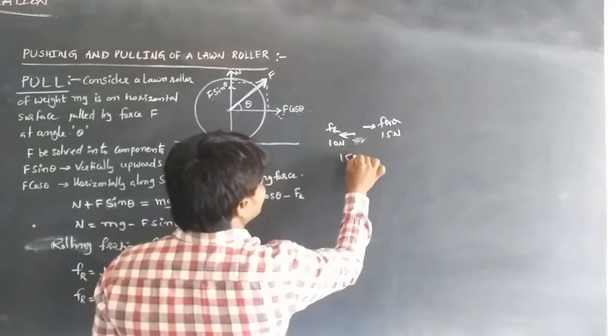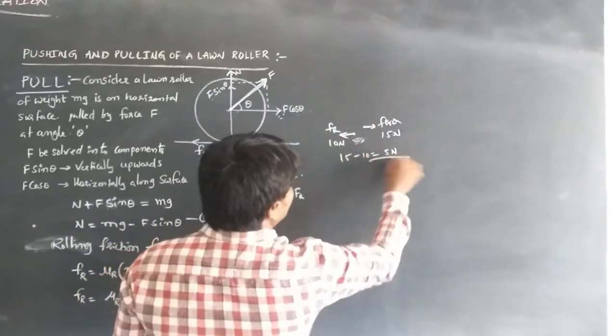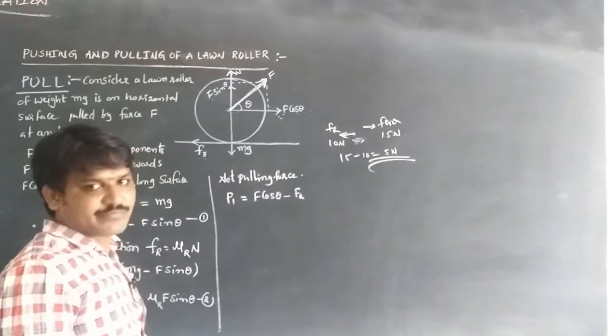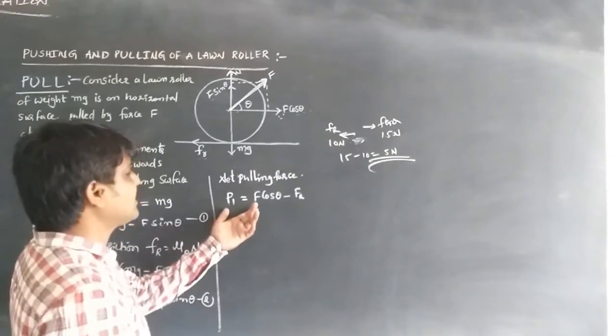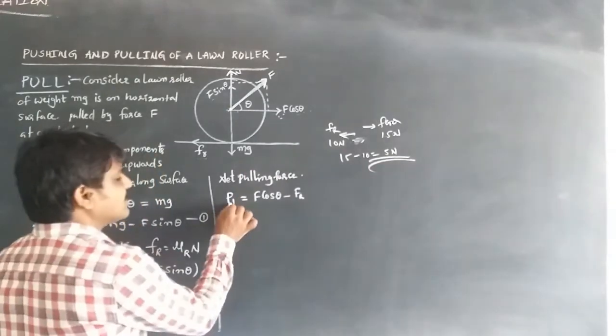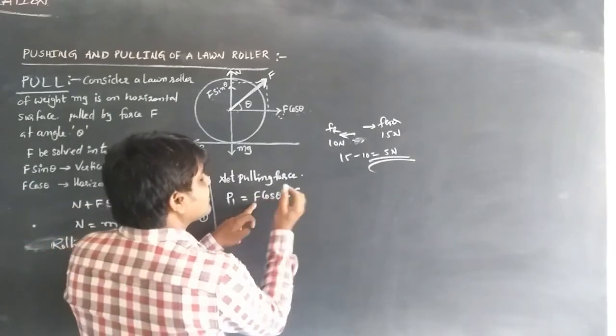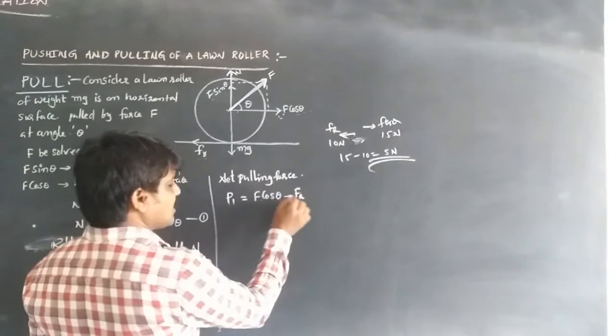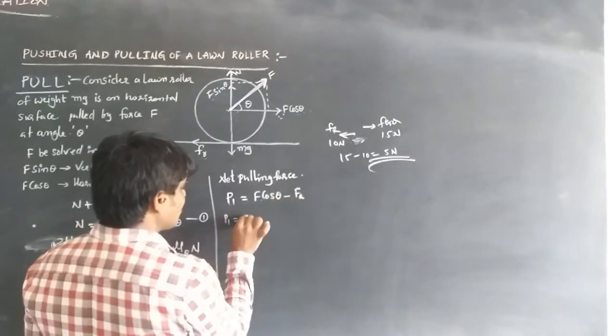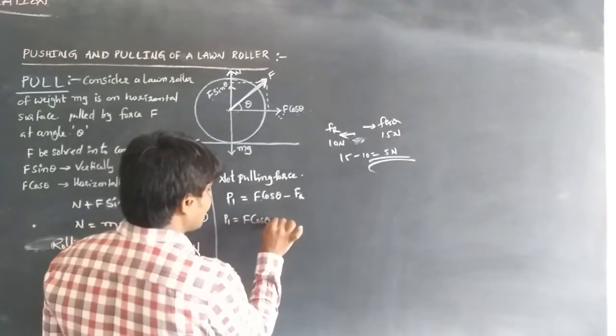That means 15 minus 10 is equal to 5 Newtons, which is the net pulling force acting like that. So here also we are getting that the net pulling force P1 is equal to F cos theta, since the body is moving more than the Fr. So that's why we are writing minus Fr. So P1 is equal to F cos theta minus Fr.